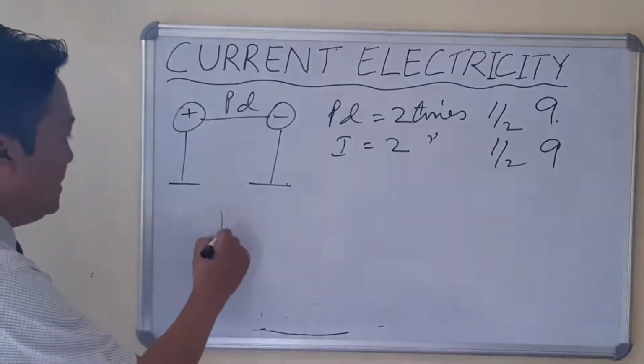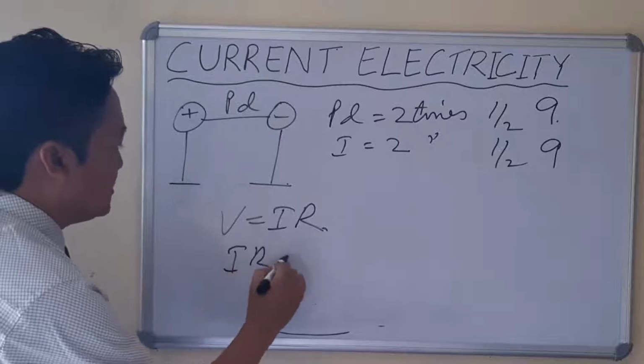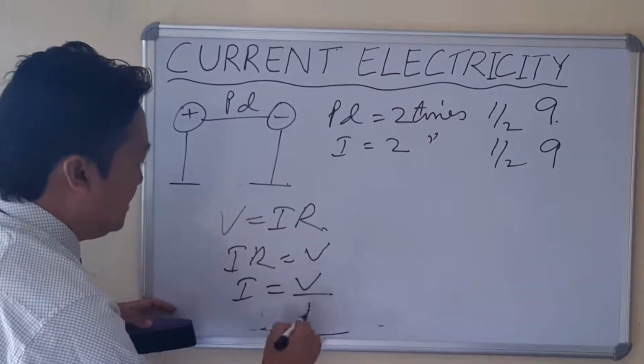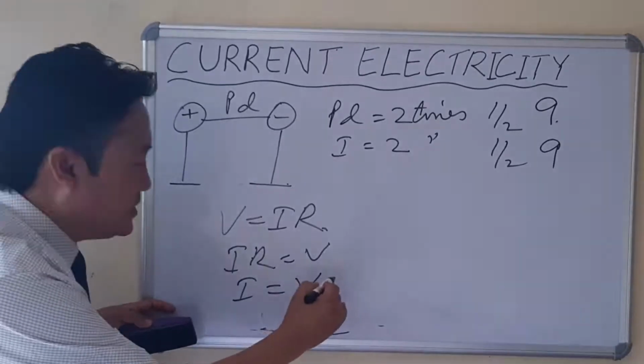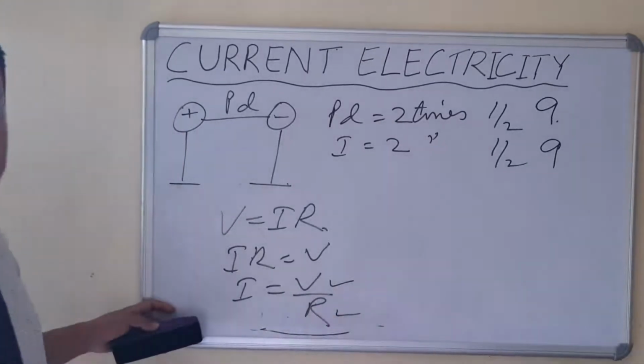So that means V equals I R, or I R equals V, or I equals V upon R. So the strength of the current flowing through the conductor depends upon the potential difference across the ends of the conductor and the resistance of the conductor.